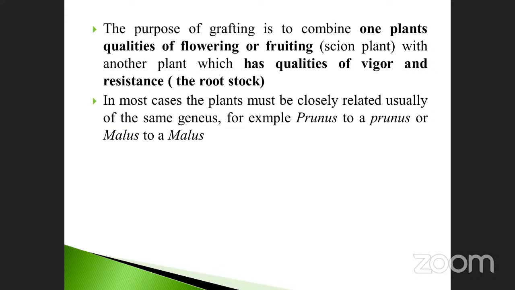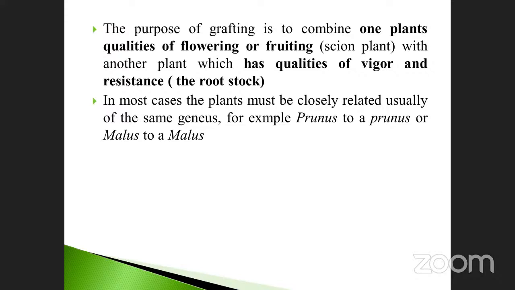As a result, you will get resistant plants. Likewise, in most cases, the plants must be closely related, usually of the same genus. It is very, very important. They may ask questions like: it may be in the same genus or different genus. For example, Prunus to Prunus. Suppose you take plants from Malvaceae or Solanaceae. Solanum tuberosum is nothing but the potato tuber. Solanum melongena, Solanum torvum, Solanum xanthocarpum. These are all considered to be in the Solanaceae family. We have to take the same genus.